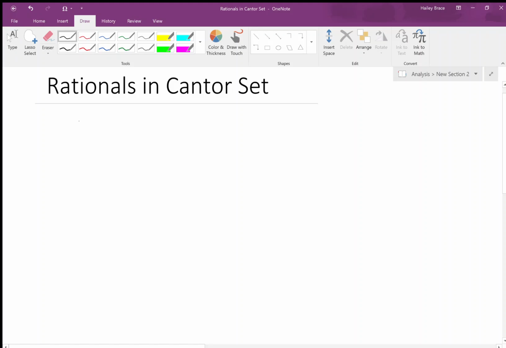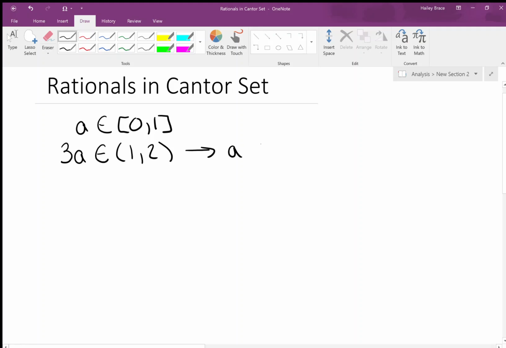So if you have a rational number a, a should be between 0 and 1, so that it might be in the Cantor set, we don't know. So it's in this interval, so it has a chance at least at being in the Cantor set. And then we multiply it by 3. If 3a is in the open interval (1, 2), then this implies that a is not in the Cantor set.